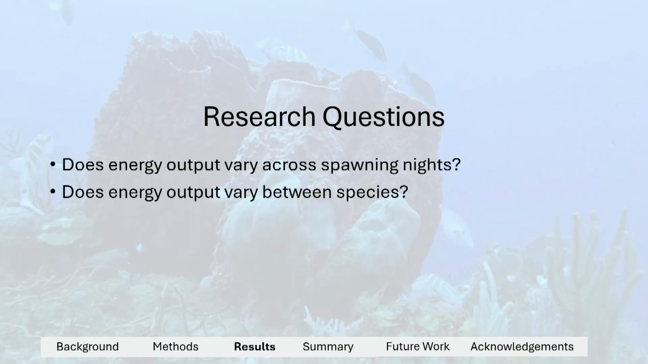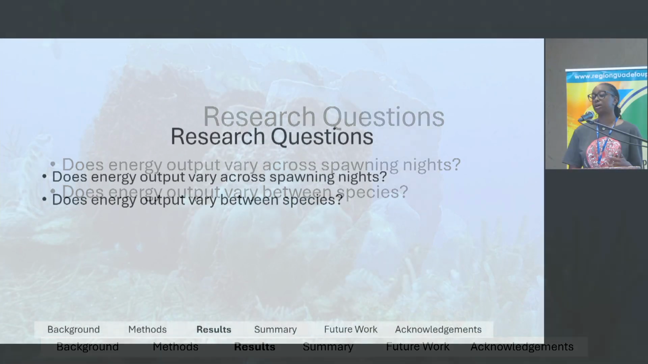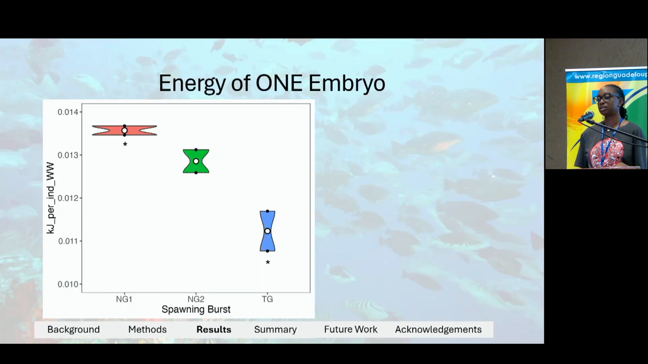So back to my research questions. Does energy output vary across spawning nights and between species? And this figure is showing energy in kilojoules on the y-axis for one single embryo, and on the x-axis, different nights of spawning. The red is showing night 1 of Nassau grouper spawning, the green is showing night 2 of Nassau grouper spawning, and the blue is showing tiger grouper spawning.